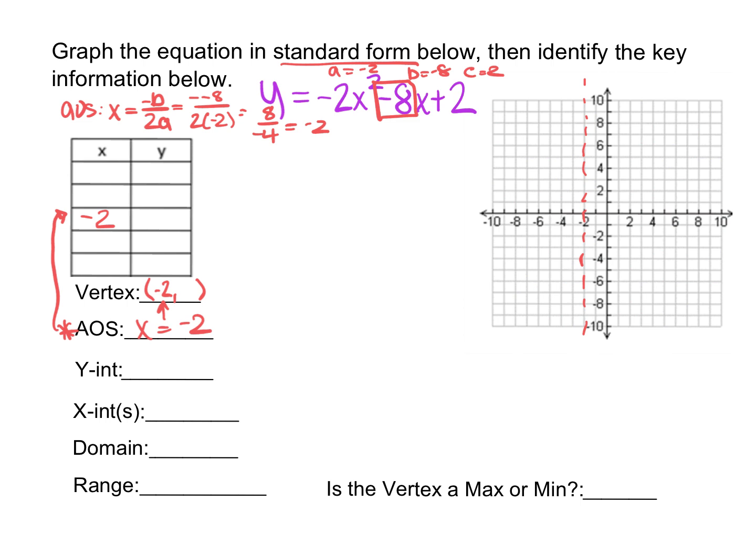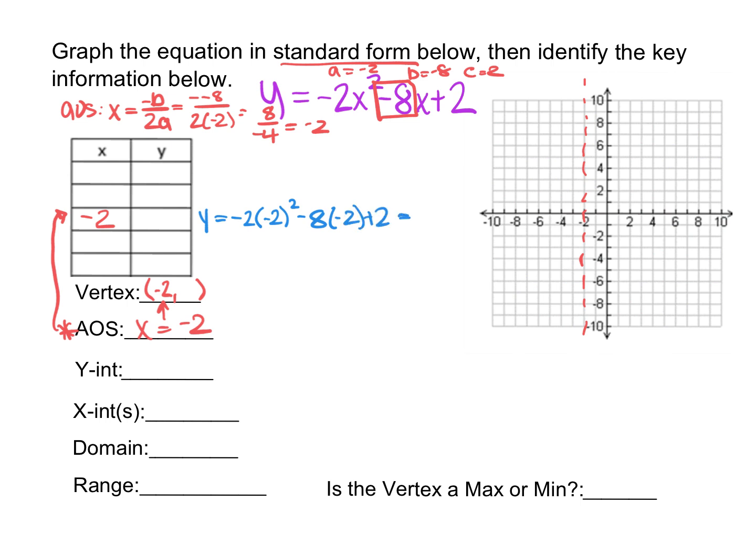So now the next thing we have to do is just plug in different points for x and solve for y. So I'm going to start with the vertex because I like to do that point first. And I'm going to take negative 2, and wherever there's an x, I'm going to replace it with negative 2. And I'm going to plug this into my calculator directly as is.